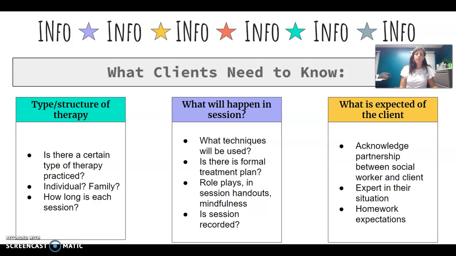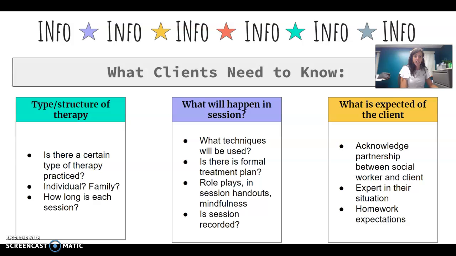Some agencies require a formal treatment plan, making goals and objectives that they have to meet. Largely due to insurance, you have to show insurance that you're working towards a goal. Talk about whether there are going to be role plays, handouts, or practicing mindfulness.